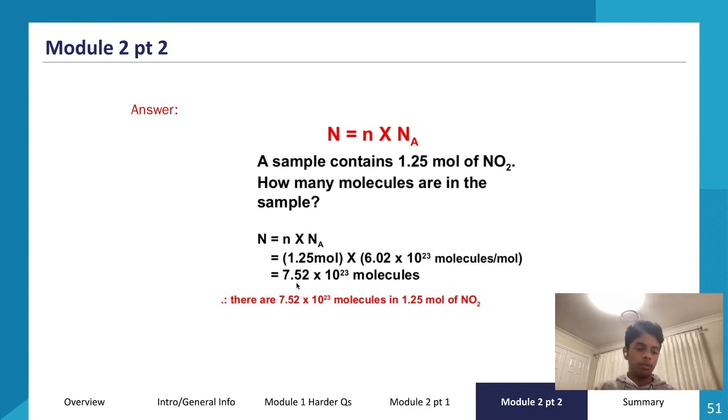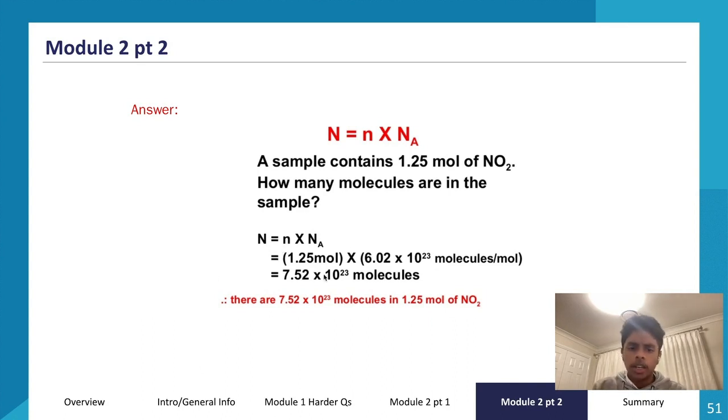Why isn't it 7.5275? Well, we look at the lowest number of significant figures in the question, which is 1.25 moles of NO2. So that's 3 significant figures, and we give our answer to 3 significant figures as well. So it should actually be 7.53 instead of 7.52, because it's 7.5275. But that's how we do that.